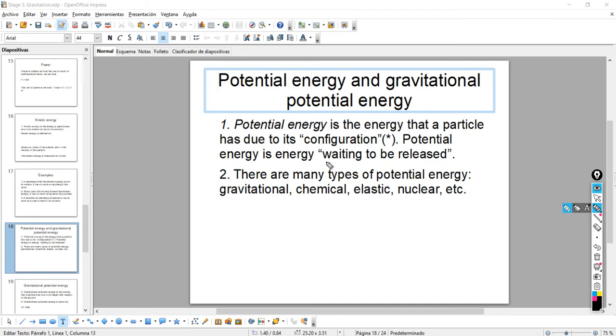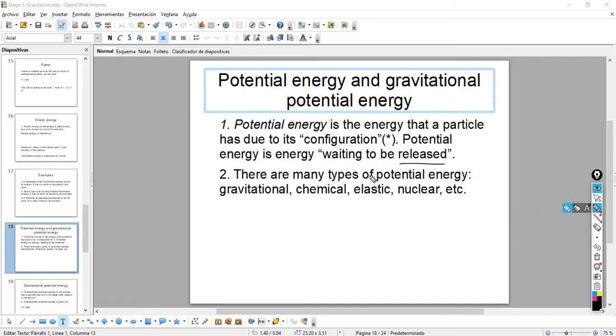Potential energy is energy waiting to be released. Because that's what we mean by the word potential, right? For example, when we say that a person has potential, what we mean is that he can release that later and achieve some things, right? But he hasn't done that yet. Having the potential means that you have something accumulated and you can release it. That's the idea behind potential energy. It's basically energy waiting to be released.